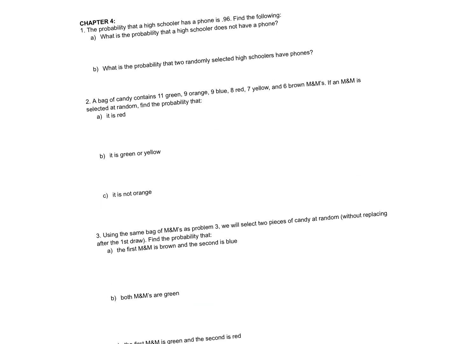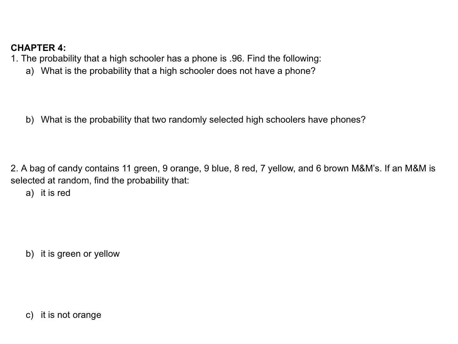Okay. The rest of the problems are reviewing chapter 4. So we have the probability that a high schooler has a phone is 0.96, and we want to figure out the probability that a high schooler does not have a phone. The probability of something not happening is 1 minus the probability it does. So in this case, this should be 1 minus 0.96, which gives us 0.04. The probability that 2 randomly selected high schoolers have phones, so these are independent events, which means the probability is just multiplying each together. So 0.96 times 0.96, which is 0.9216.